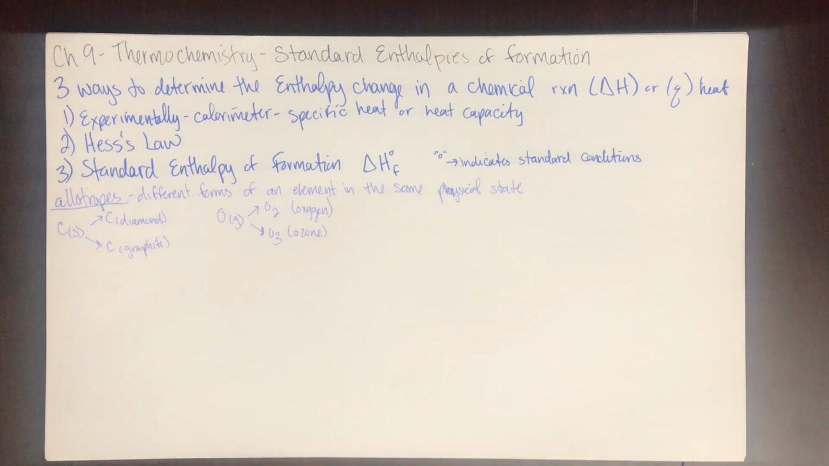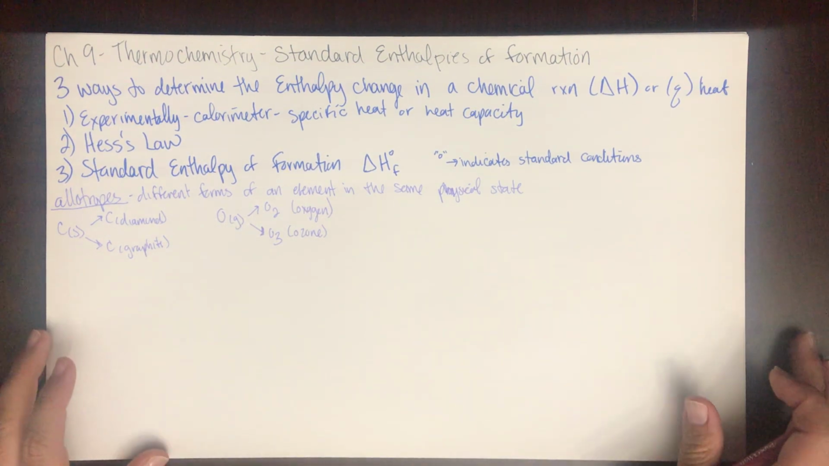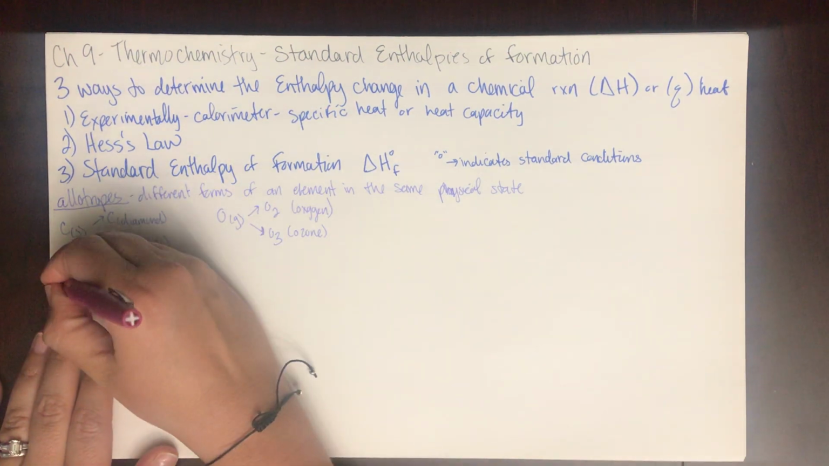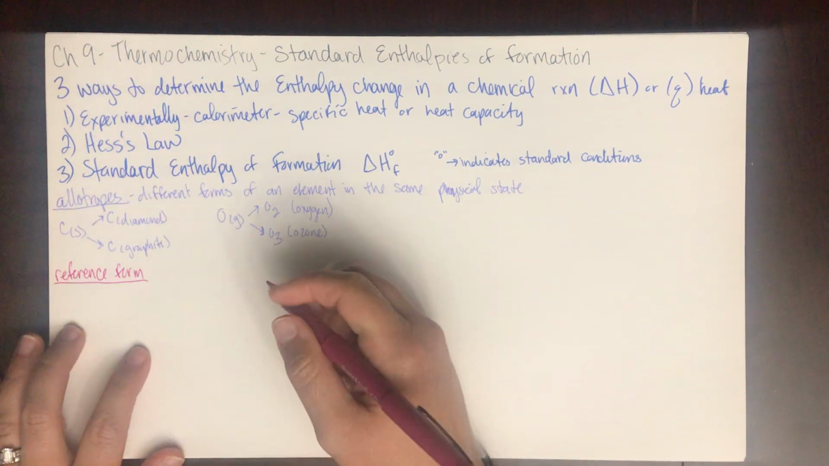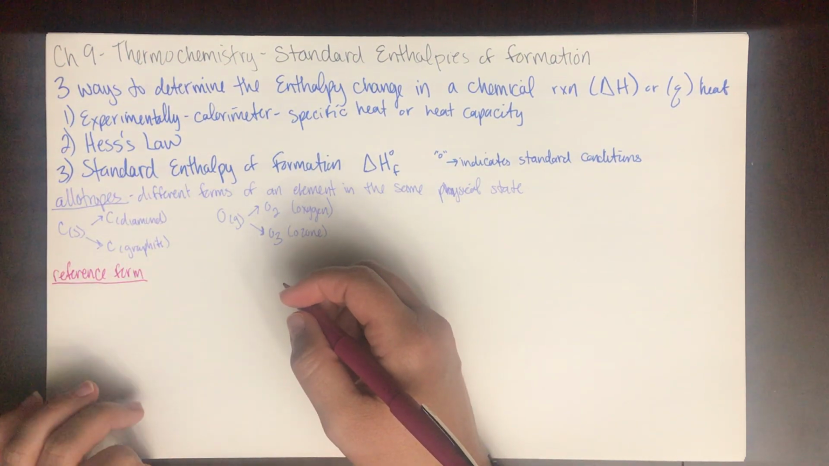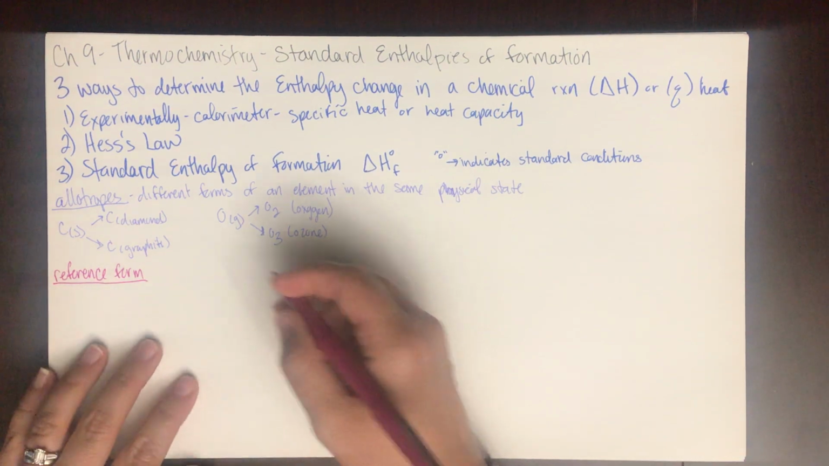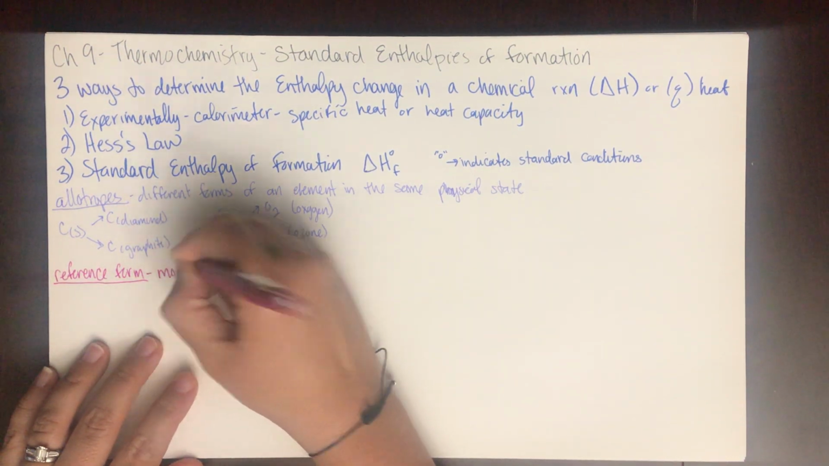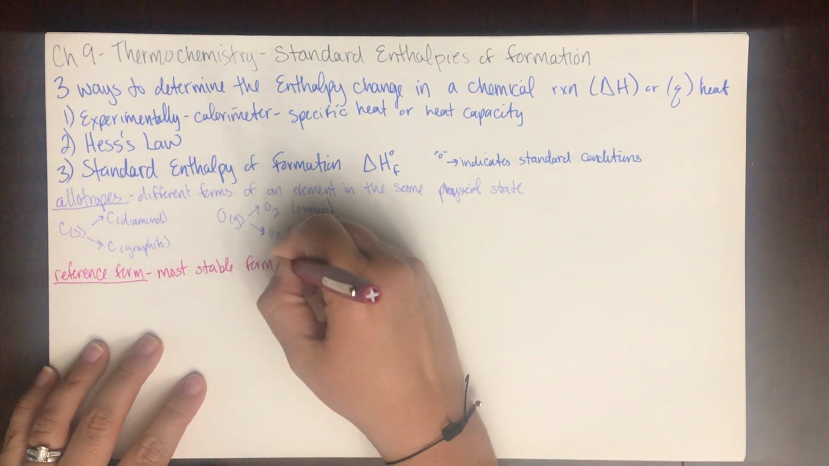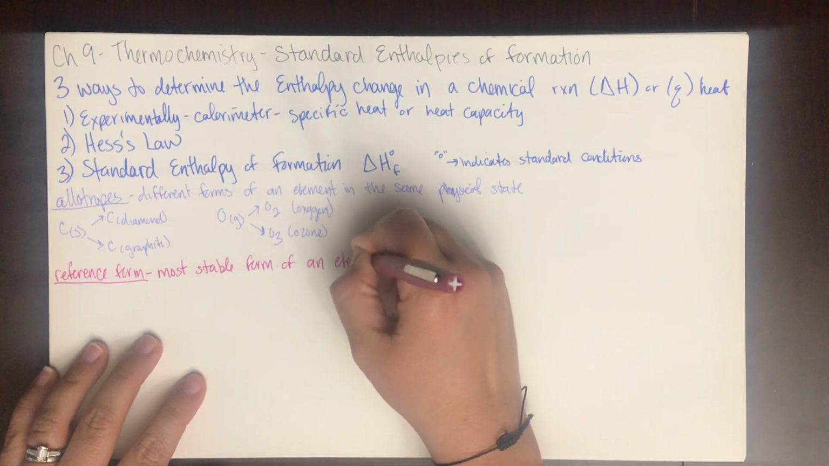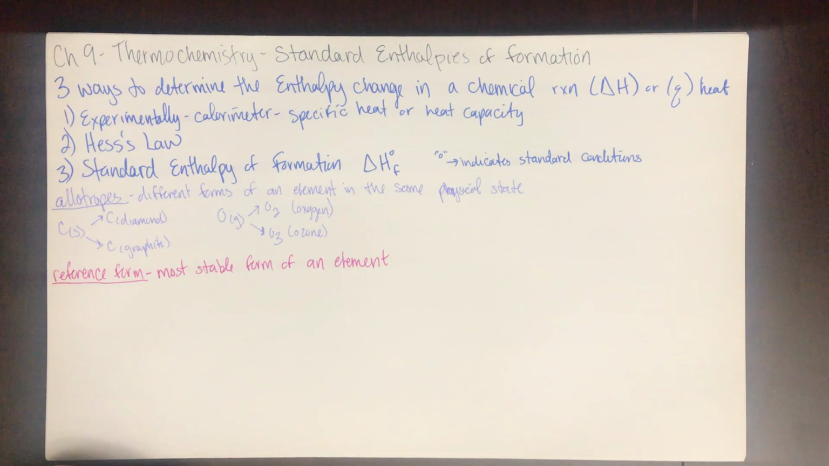We talk about allotropes because we need to talk about something called the reference form. So the reference form of an element is the most stable form of the element, both physical state and allotrope. Most stable. And this will be defined for you in tables. You'll be given information about what the reference form for different elements are.